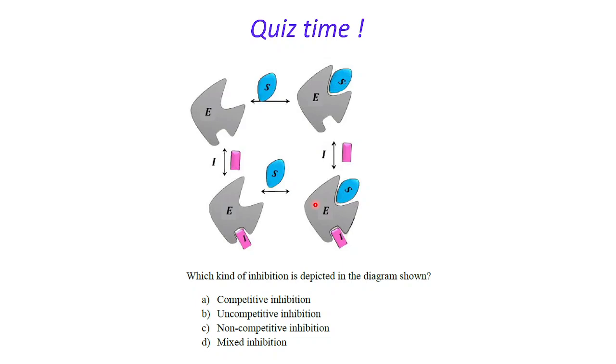This is an example of a non-competitive inhibition because the inhibitor binds to a site on the enzyme that is different from the active site, and this binding occurs whether the substrate is bound or not bound. It does not matter, it just goes and binds and inhibits the reaction. So it's a non-competitive inhibition.